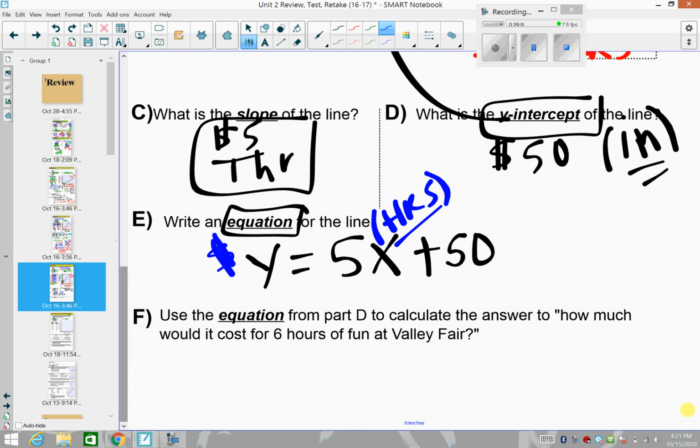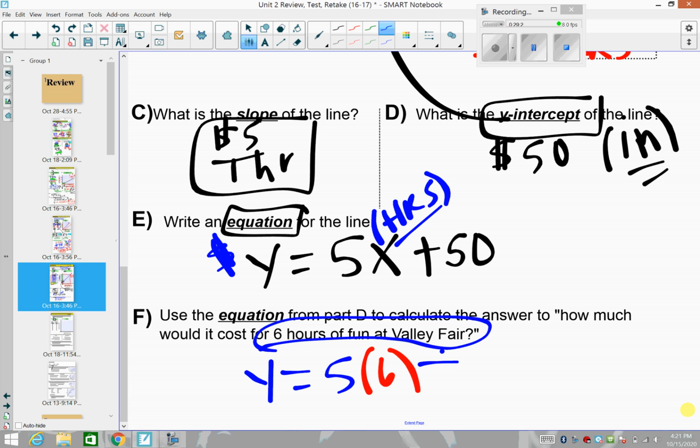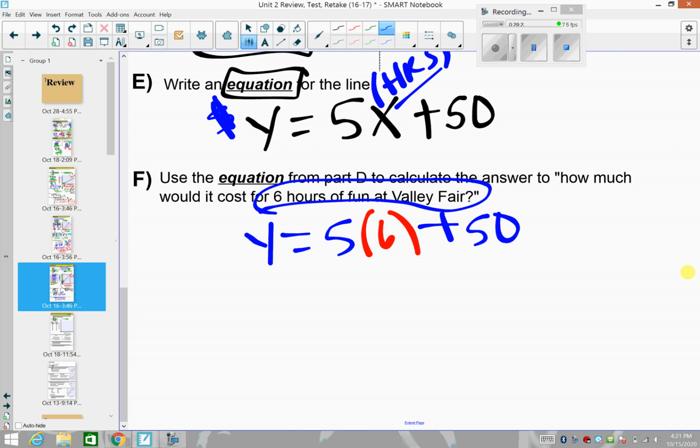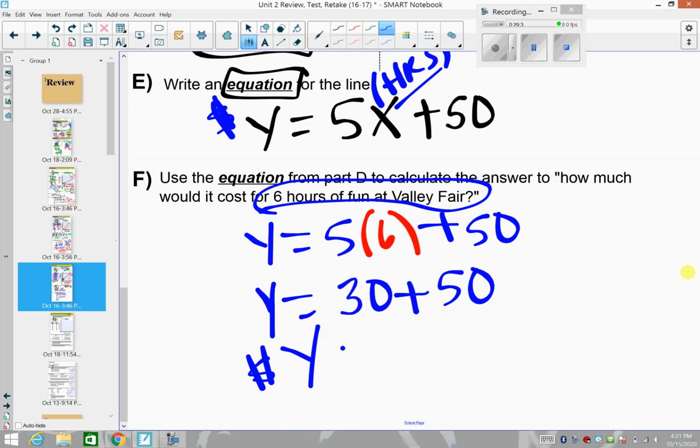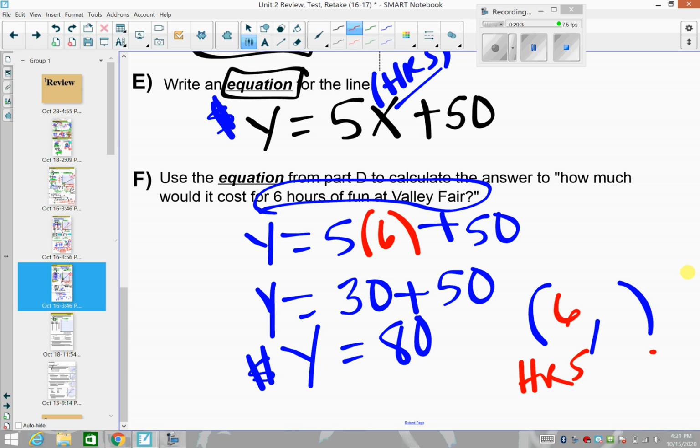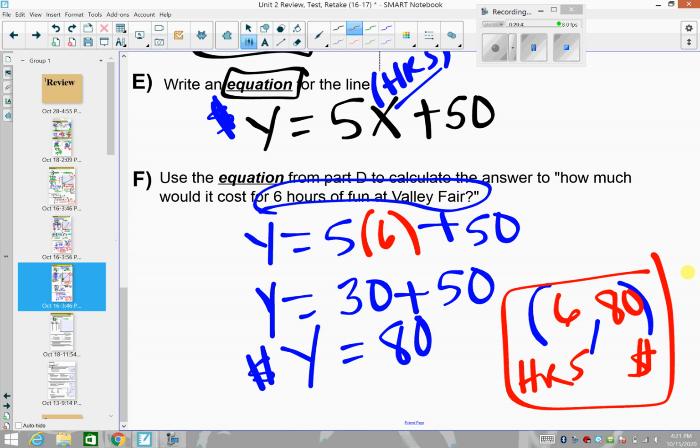Use the equation from part D to calculate your answer. How much would it cost for 6 hours of fun at Valley Fair? So Y equals $5, 6 hours of locker rental, and $50 to get in. We're just confirming that it still would be $80. So $30 for locker fee, $50 for your tickets. Y, the cost would be $80. Confirming, final, that 6 hours, boom, is what? $80. We knew that. Table, graph, equation.